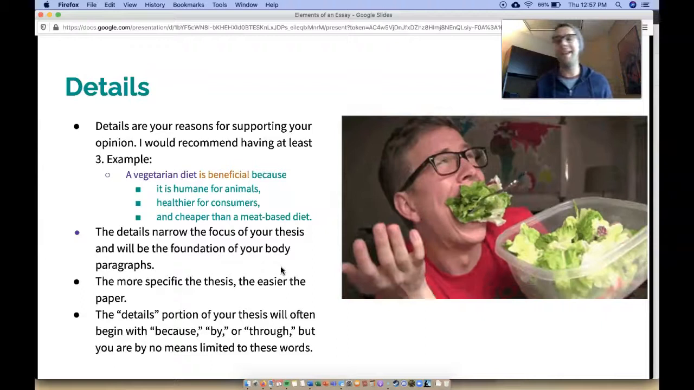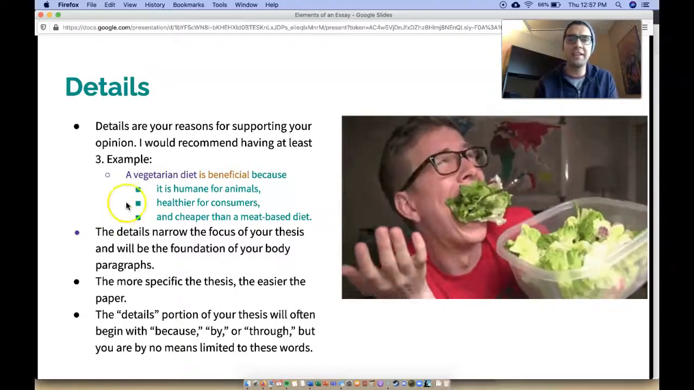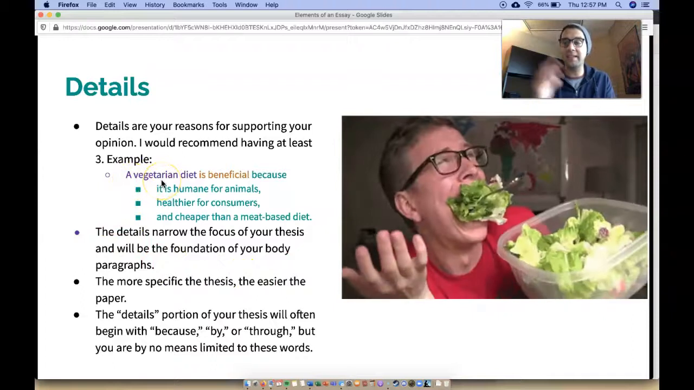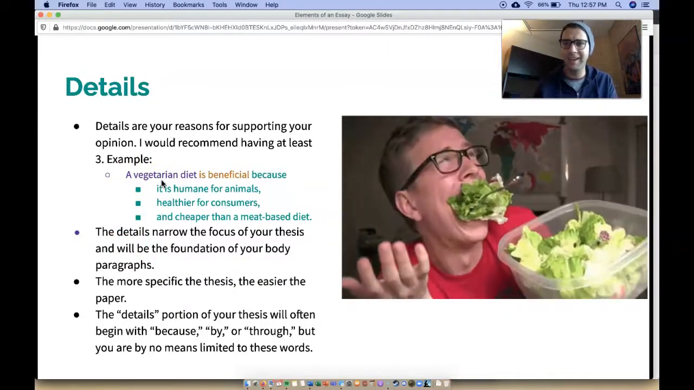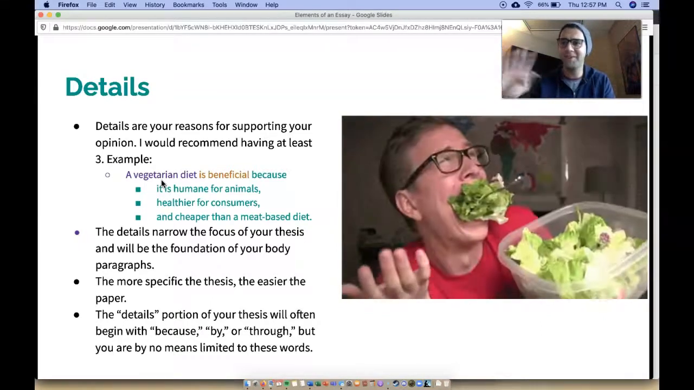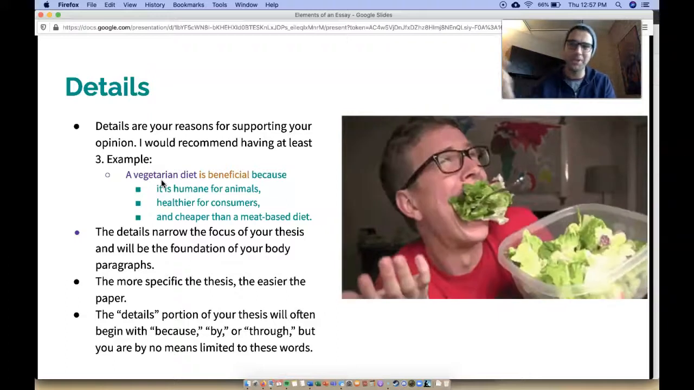So I would recommend having at least 3. So I've got kind of a sample thesis statement here. I'm just walking you through it. This is me just kind of going off the cuff. So a vegetarian diet, that's going to be my topic. That's in purple here. By the way, I formed this after reading a book about vegetarianism that my friend gave me. So don't take it as me trying to like persuade you or anything like that.